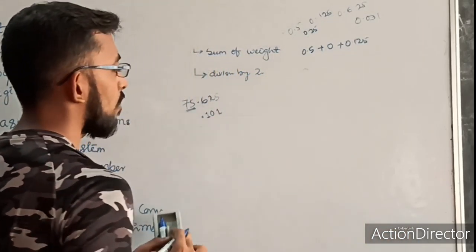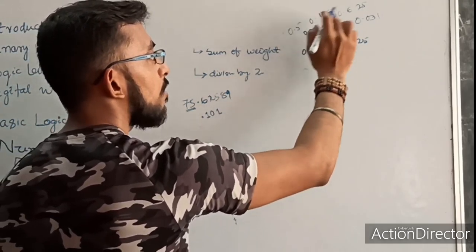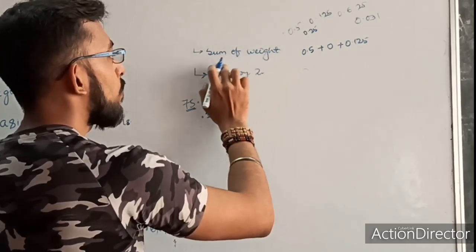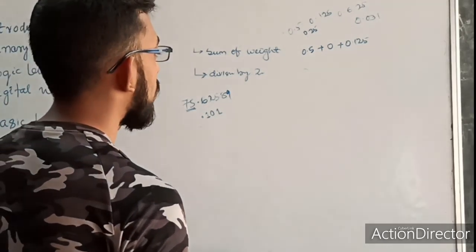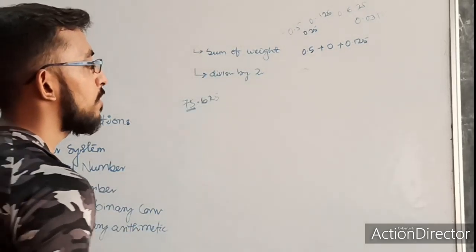Suppose any other number is given, like 0.6258 or anything. Then I have to work out which weights to add, and that makes it a bit difficult. Therefore, the sum of weights is a bit difficult to use. Now, what are we going to do? We are going to use the division method. So let's do this question with the division method.